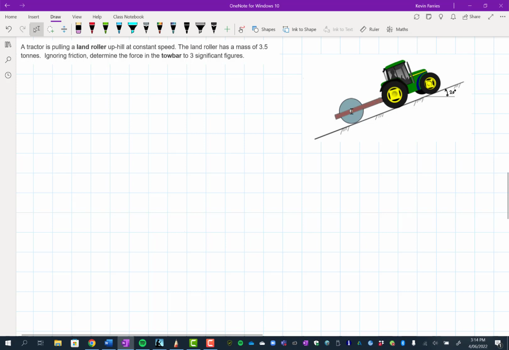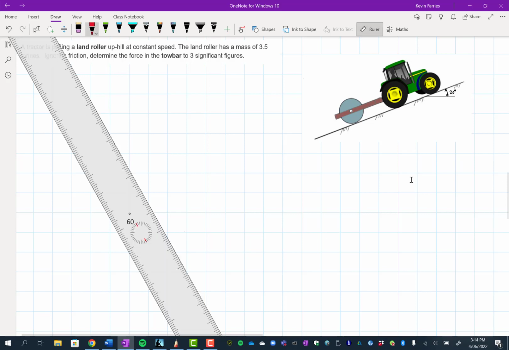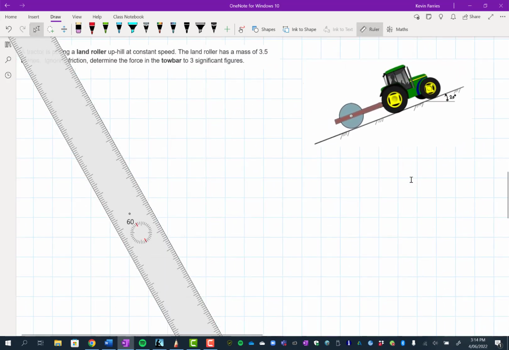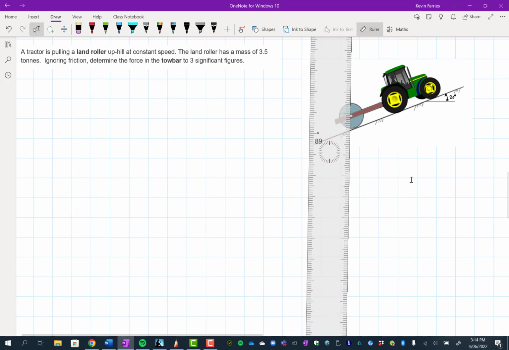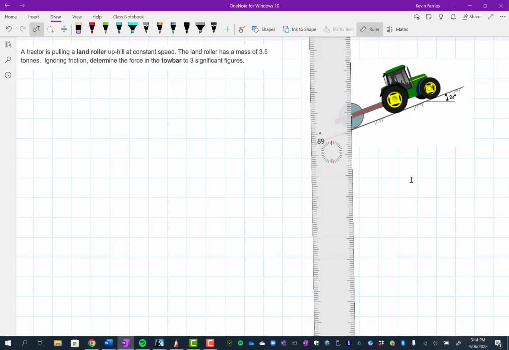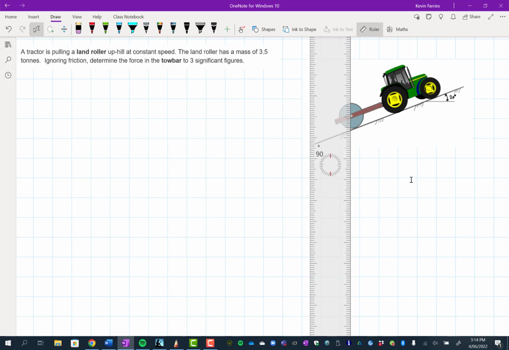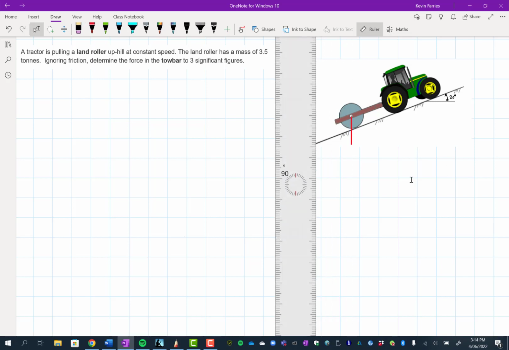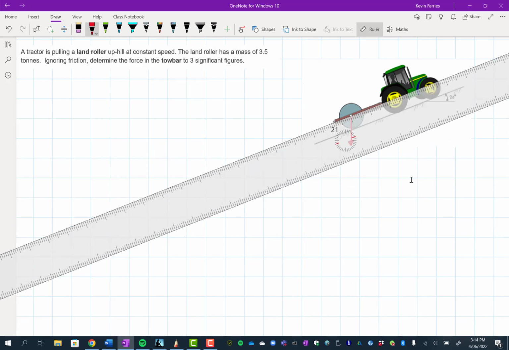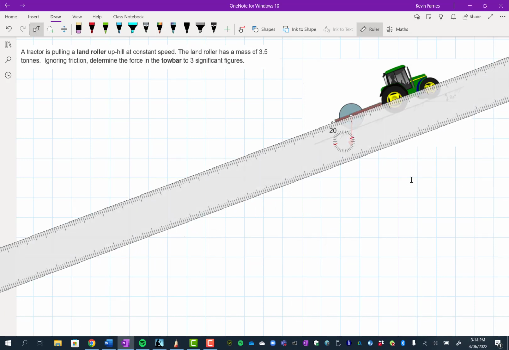And so there must be a force acting in the direction of this tow bar. And we're going to have gravity. And so I'm usually saying let's start with the primary force, the one that's causing everything else. And in this case, that would be gravity. And then we're going to have also a force in the tow bar. Don't know what it is yet.